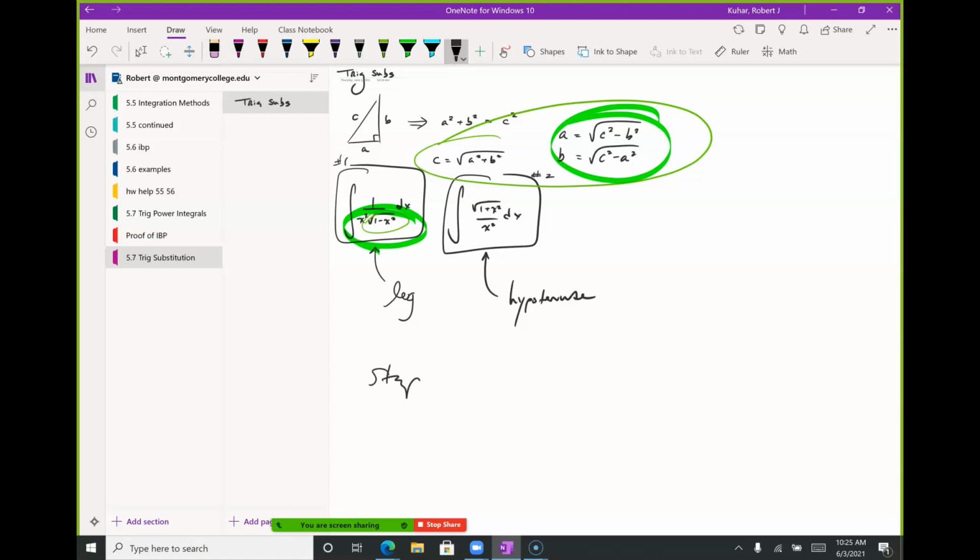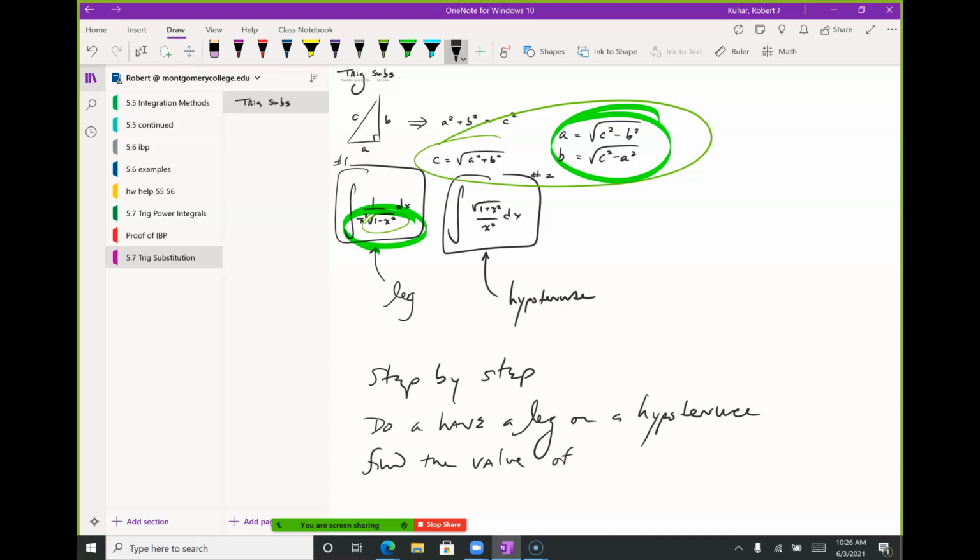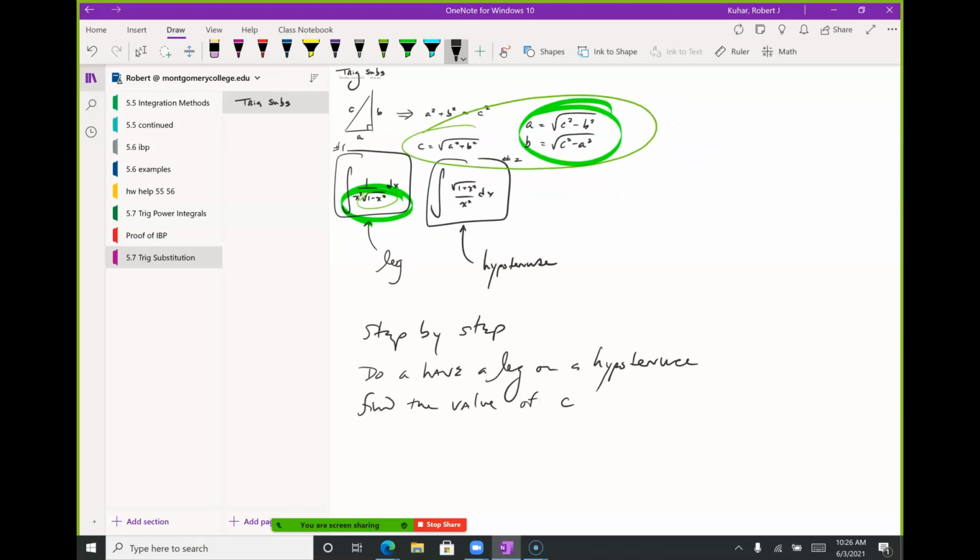Step by step, I'm going to go, okay, do I have a leg? That's funny. Do I have a leg or a hypotenuse? Right? Find the value of C and/or A, right? When possible.